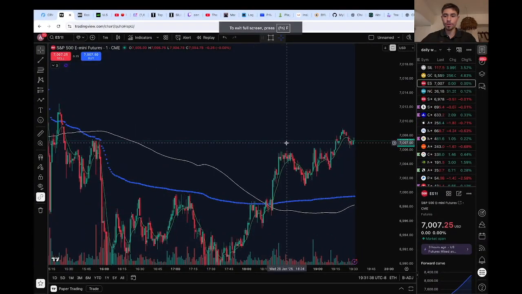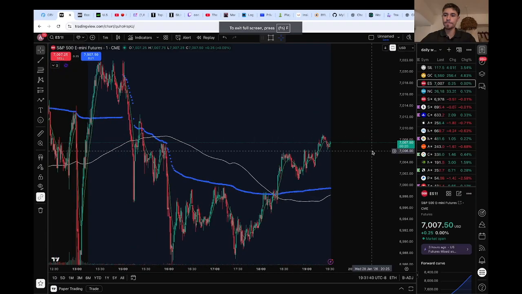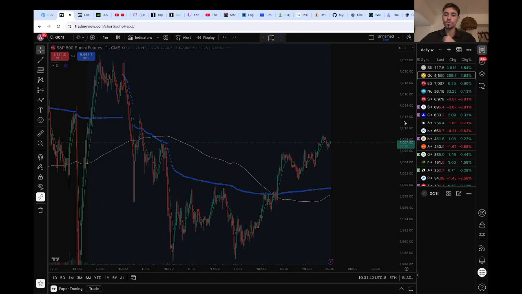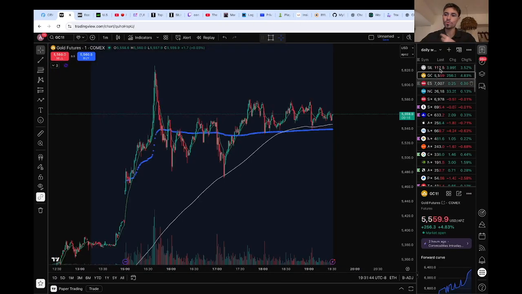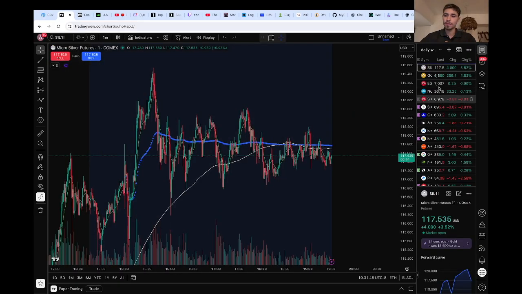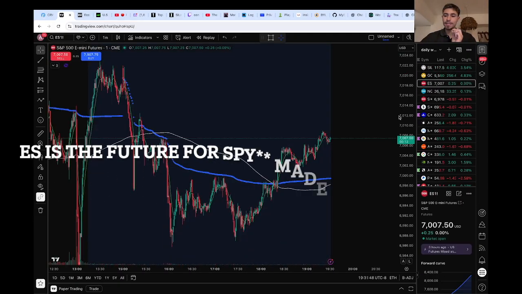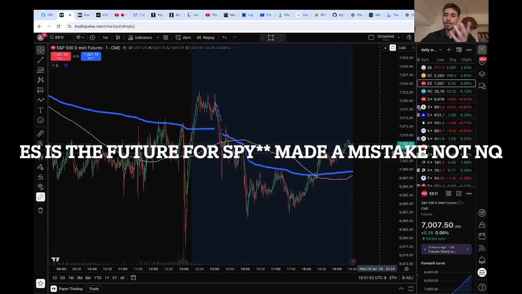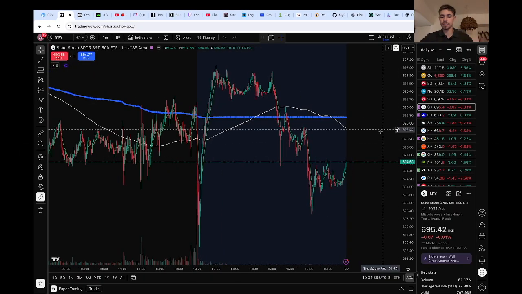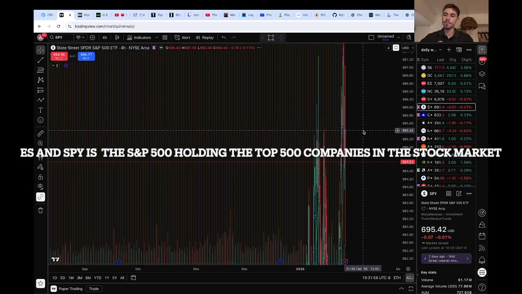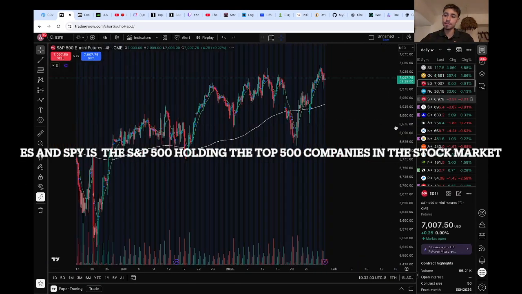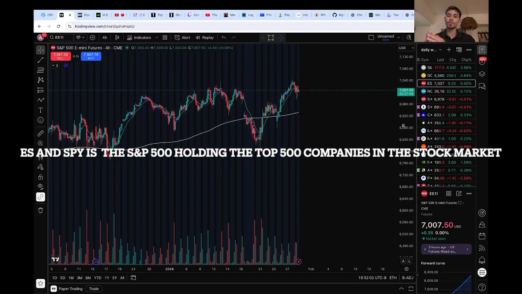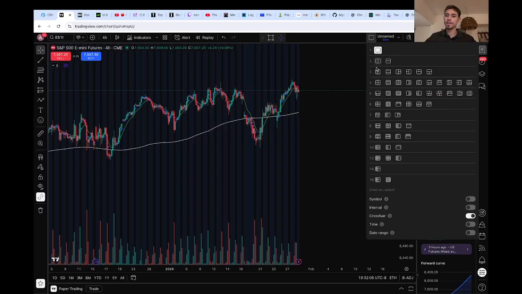What are futures, pretty much, right? Gold, commodities like gold, silver. The NASDAQ is the future for the SPY, you know, the ETF SPY. You can see there are different prices. SPY is at 695, ES is in the 7,000s. But if you were to compare these charts side by side, they are literally identical.